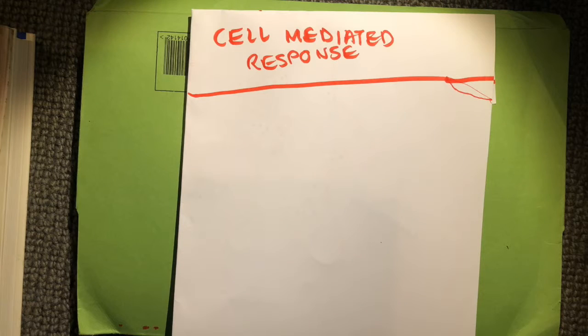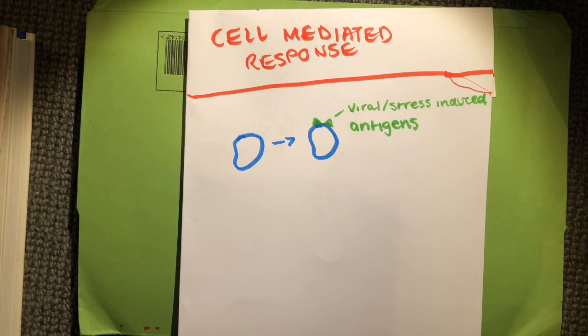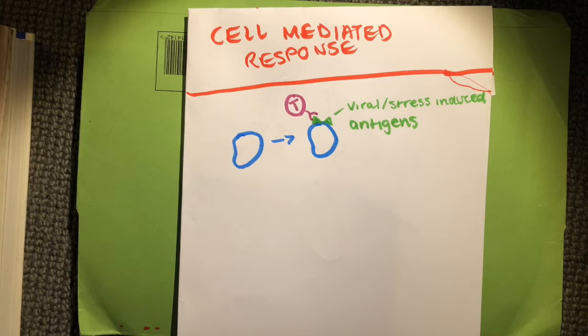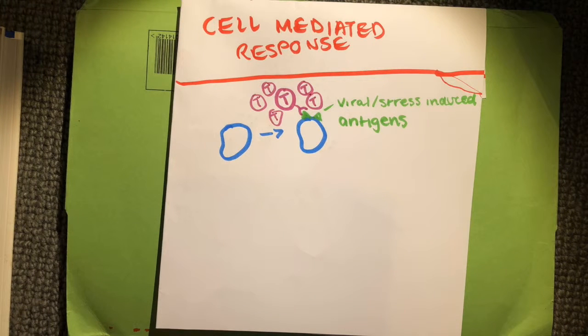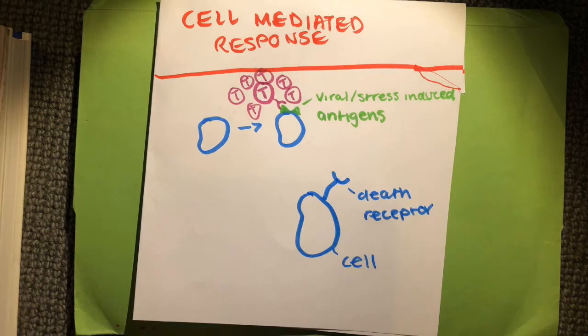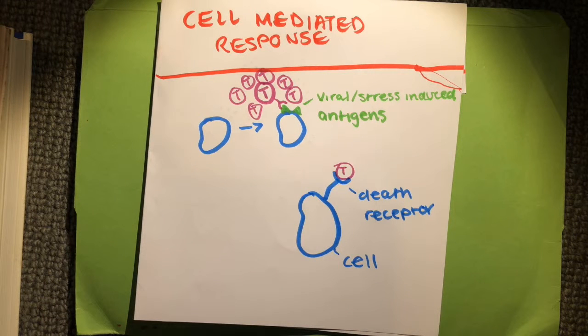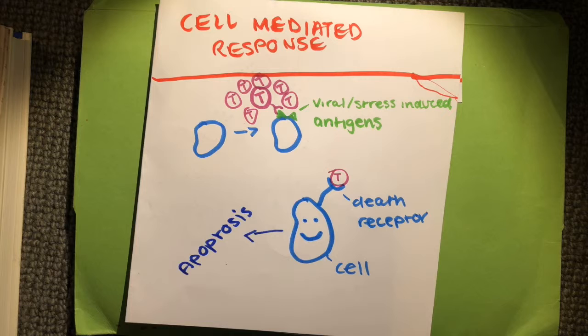The cell-mediated response is active against non-self antigens located inside cells, for example, viruses and cancer cells. When infected, cells present viral antigens or stress-induced antigens on their MHC1 markers. A cytotoxic T cell will bind to this antigen. Coupled with the help of cytokines produced by T helper cells, they proliferate and differentiate into active cytotoxic T cells. Active cytotoxic T cells then recognize the specific infected or cancerous cells and bind to death receptors, initiating a process of cell death known as apoptosis.